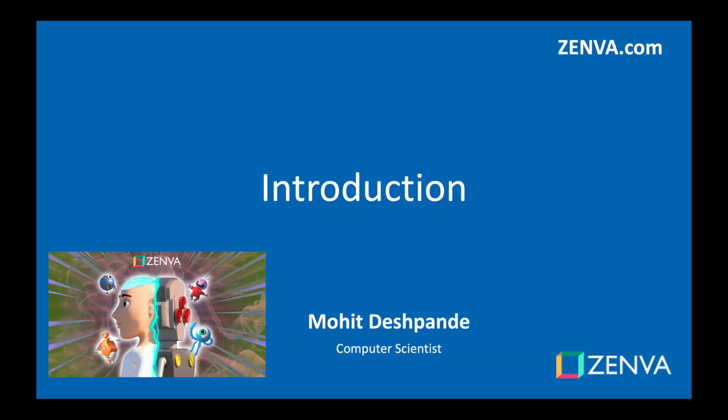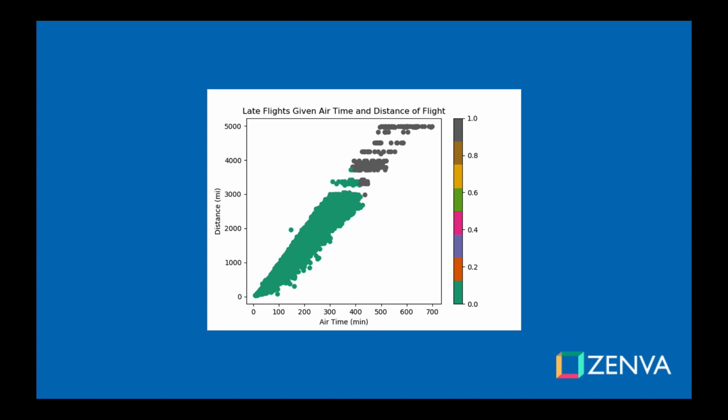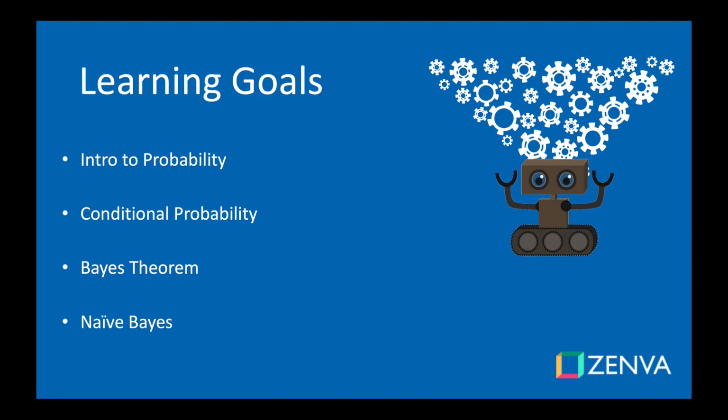My name is Mohit Deshpande, and in this course we'll be learning all about probability theory and building a naive Bayes classifier that will be able to predict if our flight will land late or not. So we're going to be learning all about probability in this course.